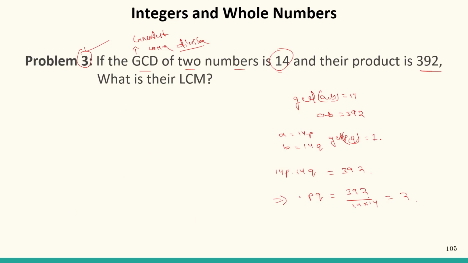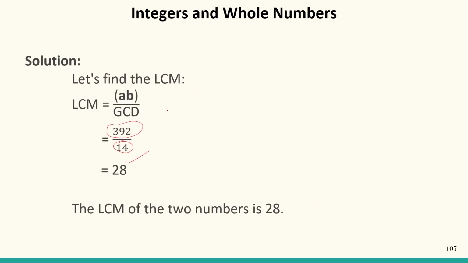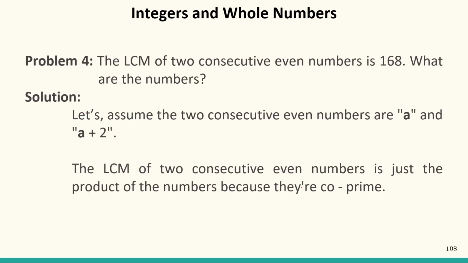Since PQ is equal to 2, what do we want to evaluate? We want to evaluate the LCM. Here we have evaluated PQ. So PQ is equal to 2. So how to evaluate LCM? LCM is equal to AB, that is the product of the two numbers, by their GCD. So 392 by 14 is equal to 28. So LCM of the two numbers will be 28.